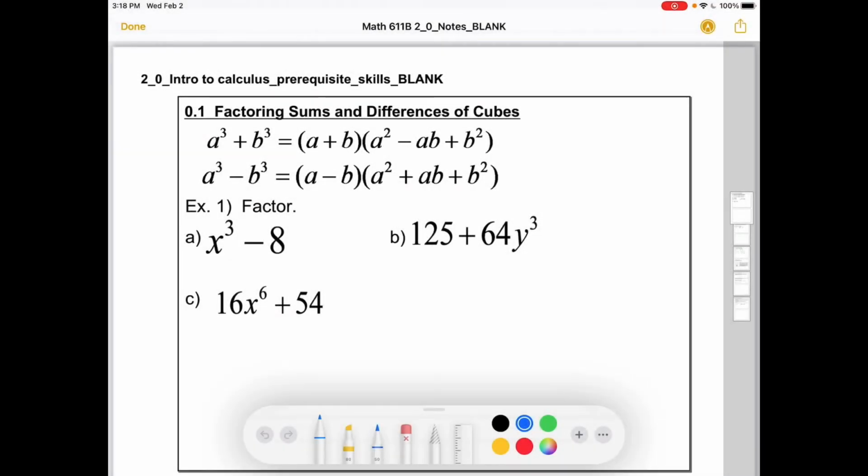Hi folks, welcome to this quick lesson on prerequisite skills for calculus, Math 611B. In this video we'll be looking at factoring sums and differences of cubes, at greatest common factors, and at what are sometimes called complex fractions or nested fractions.